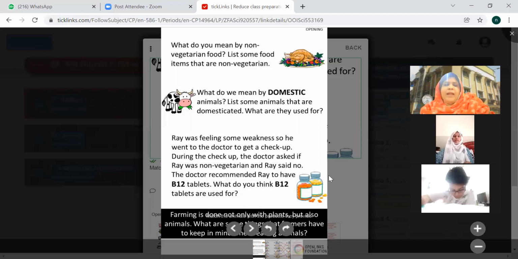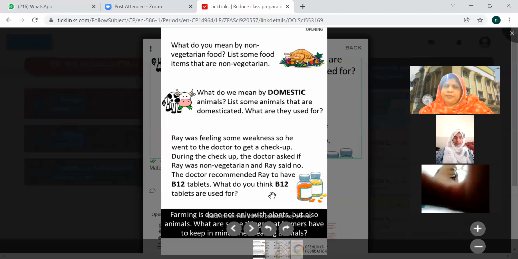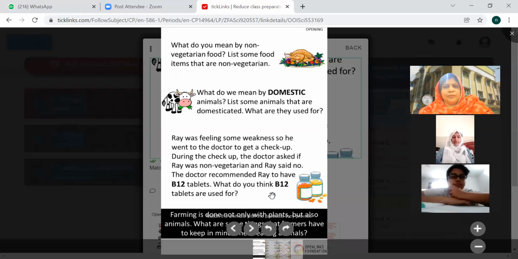So now, Rida, can you please read what is written here? Yes, teacher. Ray was feeling some weakness, so he went to the doctor to get a checkup. During the checkup, the doctor asked if Ray was non-vegetarian, and Ray said no. The doctor recommended Ray to have B12 tablets. What do you think B12 tablets are used for?